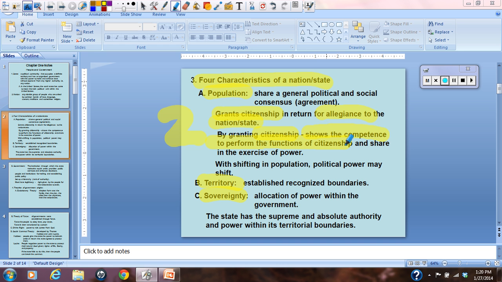Now, sovereignty, know that it's the allocation of power within a government. And remember, sovereignty is always going to mean what? Power. Sovereignty is always going to mean power. All right? Everybody got it?